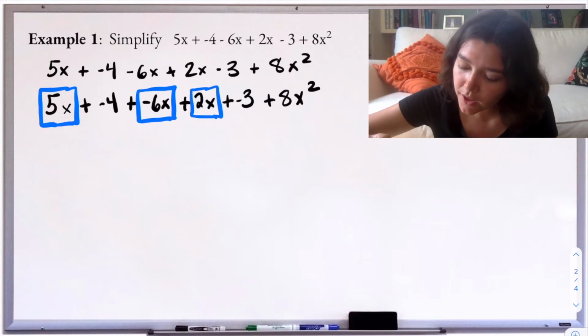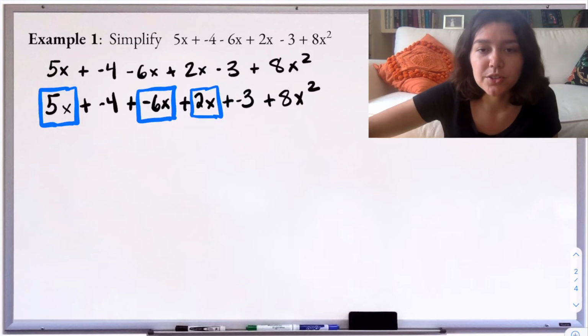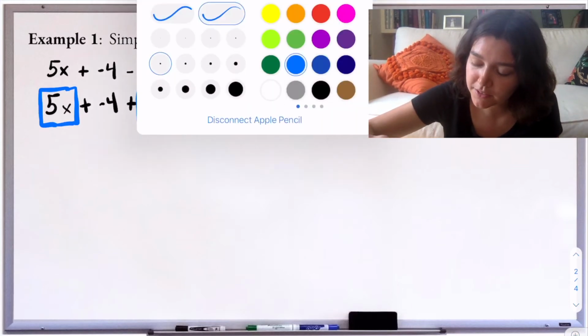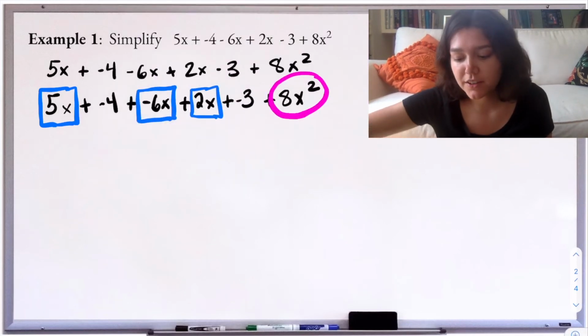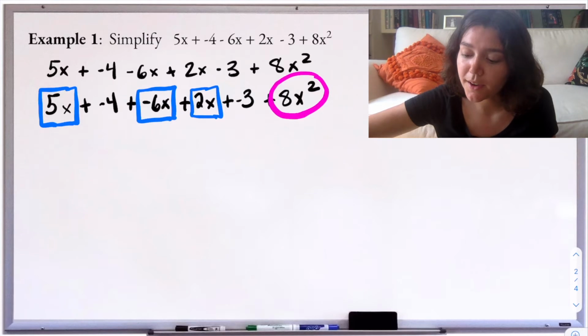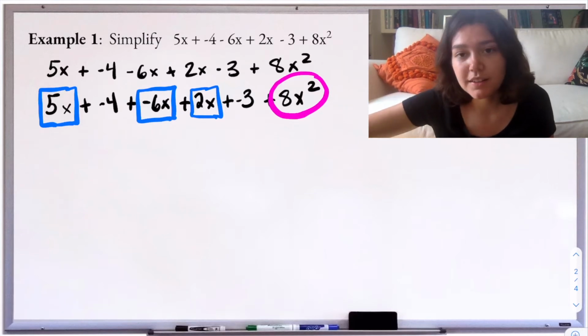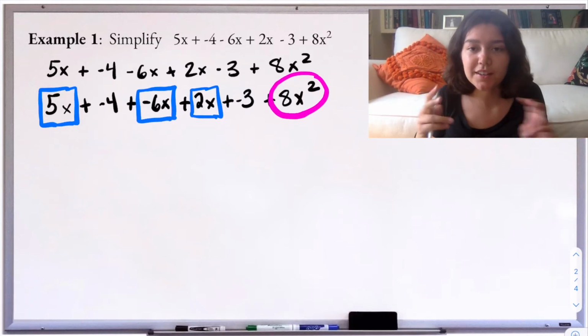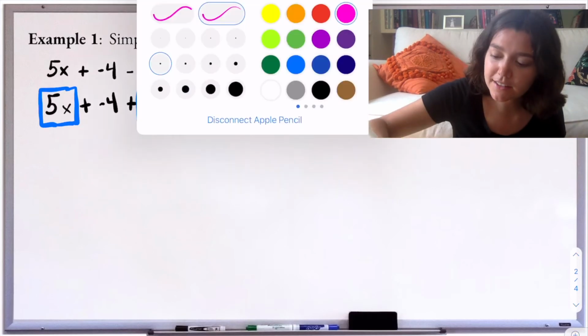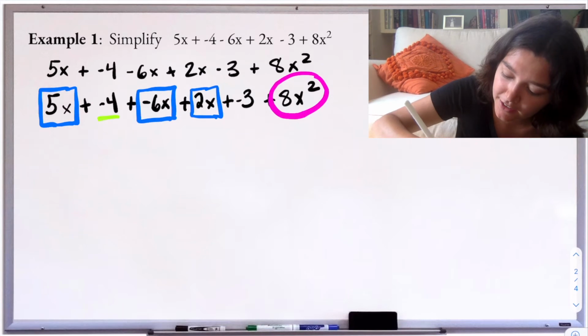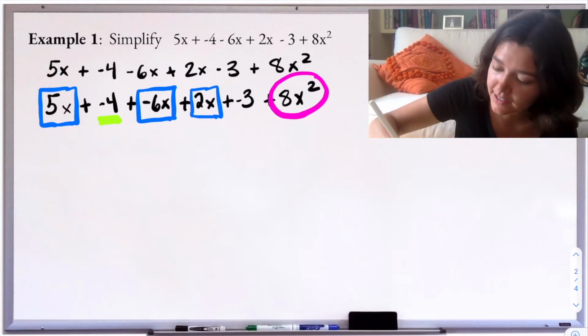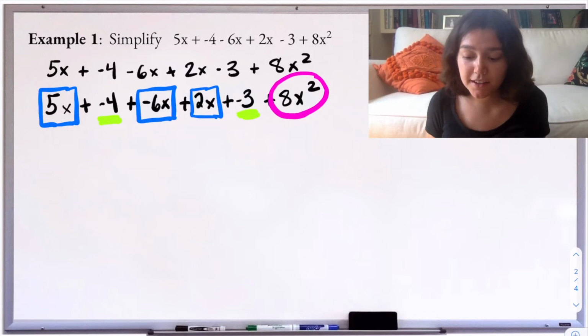Now, what about 8x to the power of 2? Is that a like term? No, this is going to be all by itself. This is going to be something different. This is not a like term with 5x or the other blue terms because it's raised to the power of 2. It's not raised to the power of 1 or doesn't have an exponent. And then lastly, let's annotate our constant terms. So I have a negative 4 and a negative 3. So I've annotated my terms.